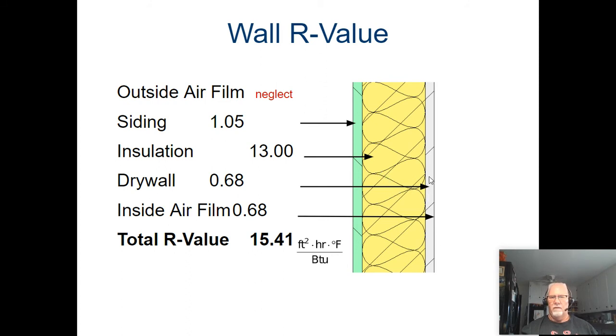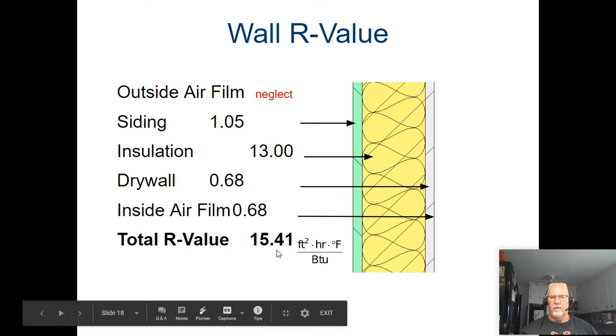Our drywall, even though it's just sheetrock, does have some R value to it, 0.68. And then we've got the inside air film. We'll consider that as 0.68, giving us a total R value of 15.41. All we do is add these numbers together.